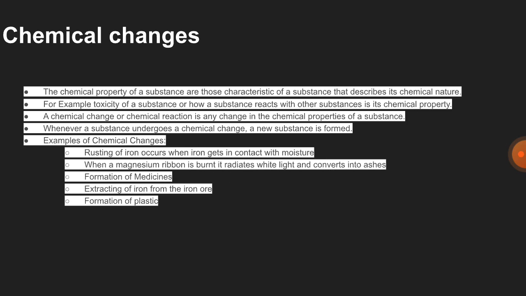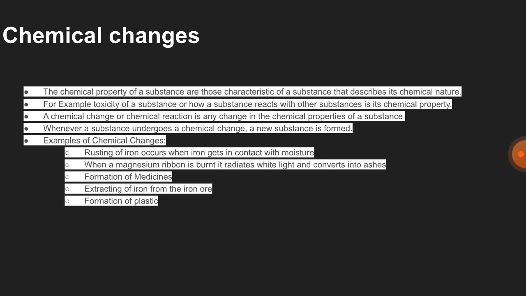A chemical change, or chemical reaction, is any change in the chemical property of substances. Here the property will change chemically, and only then can we call it a chemical change. When a substance undergoes a chemical change, a new substance is formed. For example, rusting of iron occurs when the iron gets in contact with moisture.